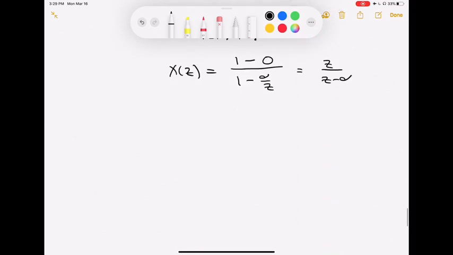Let's clean this whole thing up and just remind us where we were at. We had a time domain signal x of n. It was alpha to the n u of n.